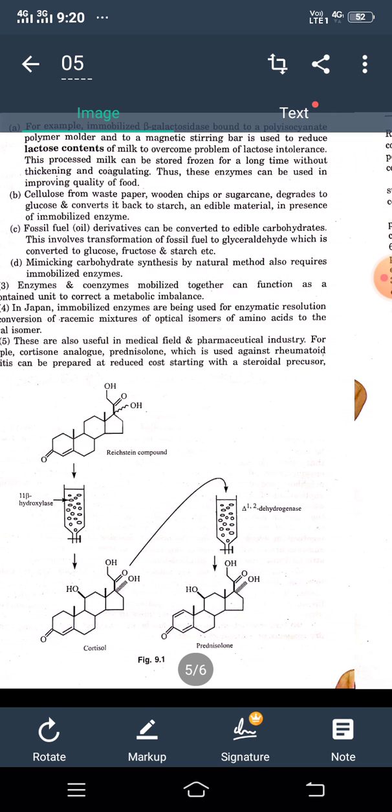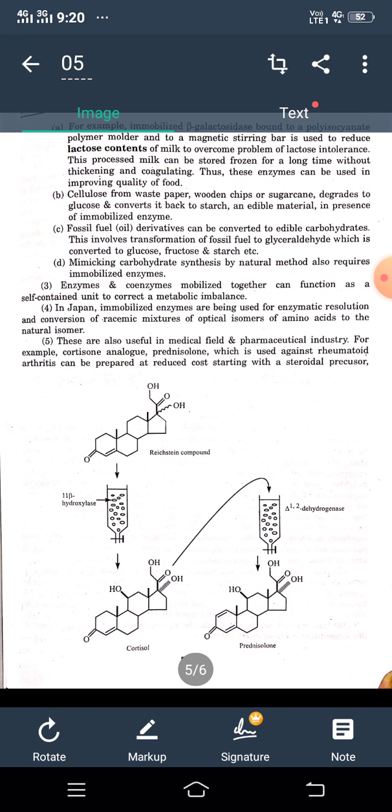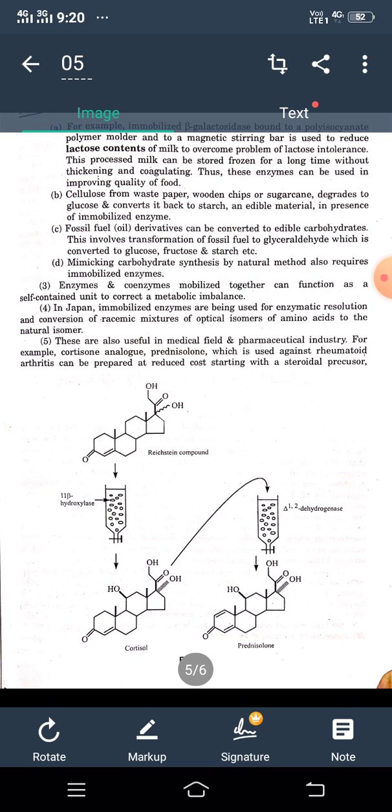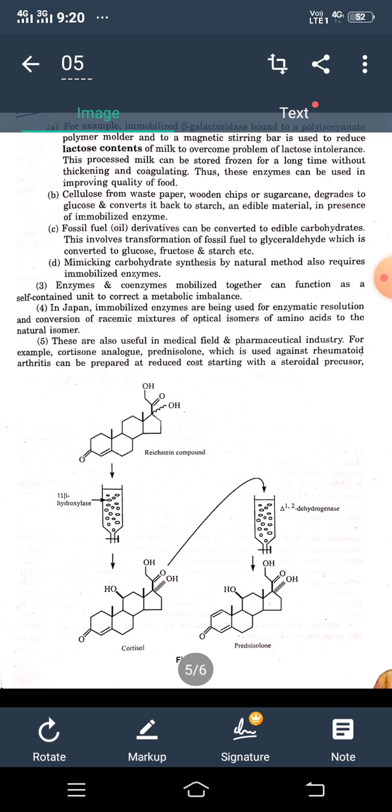Then cellulose from waste paper, wooden chips or sugarcane degrades to glucose and converts it back to starch, an edible material, in presence of immobilized enzymes. Then mimicking carbohydrate synthesis by natural method also requires immobilized enzymes. Enzymes and coenzymes immobilized together can function as a self-contained unit to correct a metabolic imbalance.